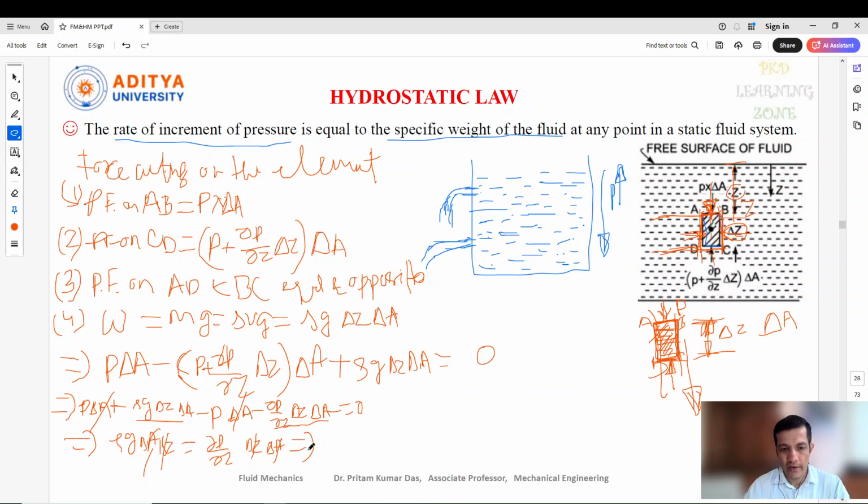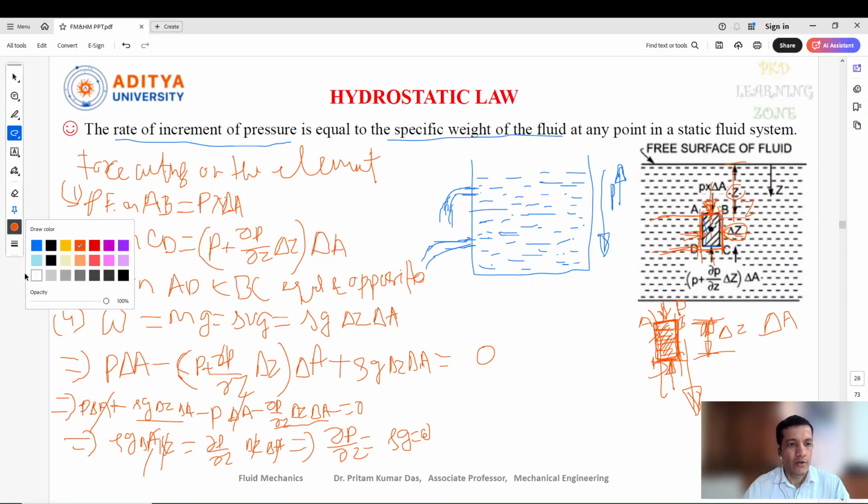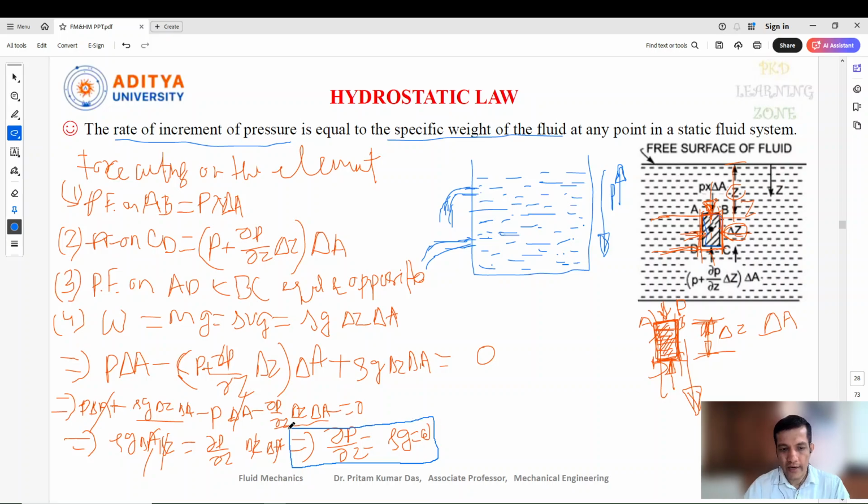Okay, so you can write ∂P by ∂Z equal to rho G. Rho G is nothing but the specific weight or weight density of the liquid. So that's the proof required for us. As I told you, the rate of increase of pressure is equal to the specific weight of the fluid. This is the specific weight of the fluid and this is the rate of increase of pressure. Okay, so this is the proof required for this.